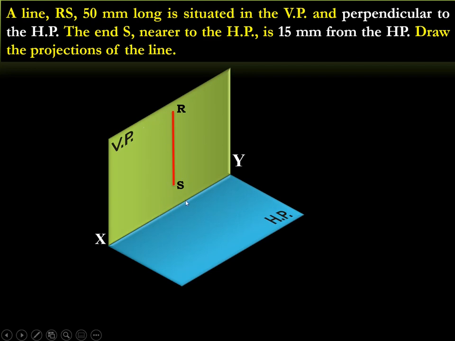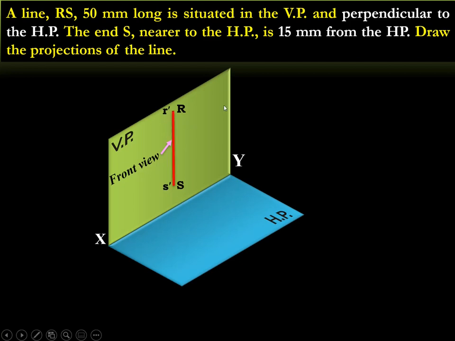To obtain the front view of the line capital RS, we need to observe the line from the front and the line needs to be projected on the vertical plane. Since the line capital RS is already located on the vertical plane, we need not project it further, and the same line capital RS will become its front view. The front view must be denoted using the corresponding lowercase letters R dash S dash.